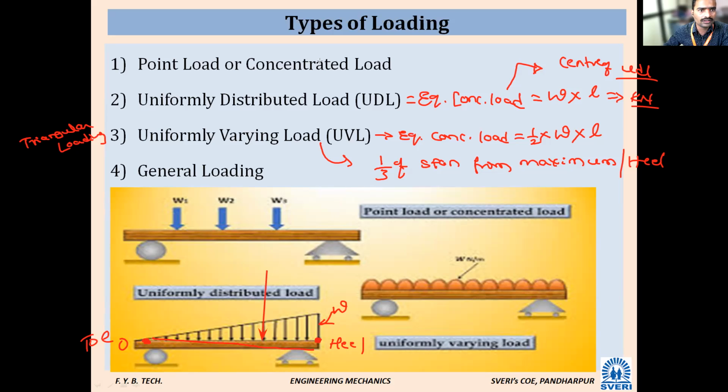And what is the distance? From this point to this point it is 1/3 of L, and from this point to this point it is 2/3 of L. The concentrated load is taken as capital W, and the UDL or UVL intensity is taken as small w. Is it clear, everyone? Yes, sir. Okay.